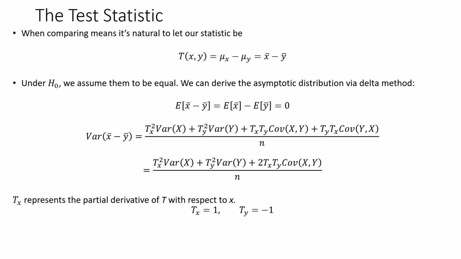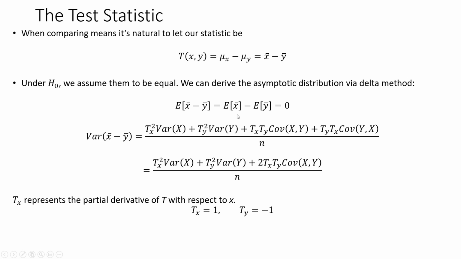First I start by deriving the expected value. So we get the expected value of x bar minus y bar. Due to linearity of expectation, you can break this up into E of x bar minus E of y bar. And since these two are equal, this is 0.